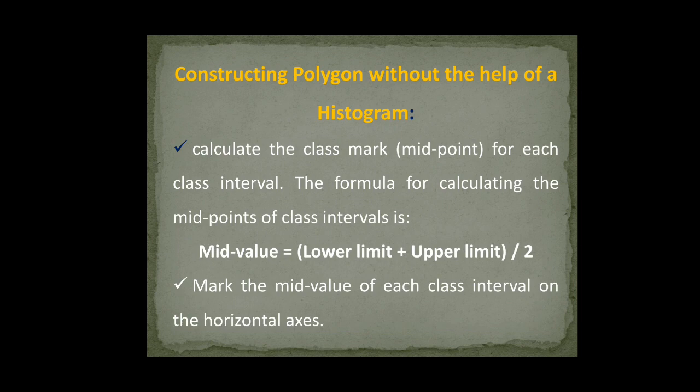The first step is to calculate the class mark, or we can say midpoint or mid value, for each class interval. The formula for calculating the midpoint of a class interval is: mid value of class interval is equal to the lower limit of the class interval plus the upper limit of the class interval, divided by 2. Then mark the mid value of each class interval on the horizontal axis, or we can say on the x-axis.